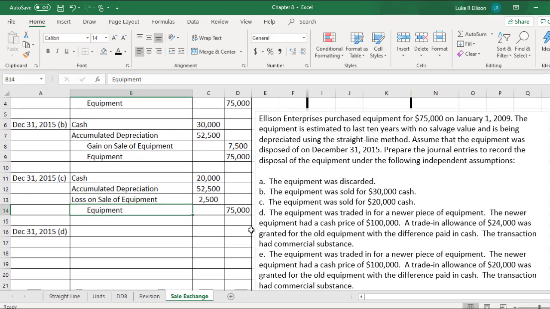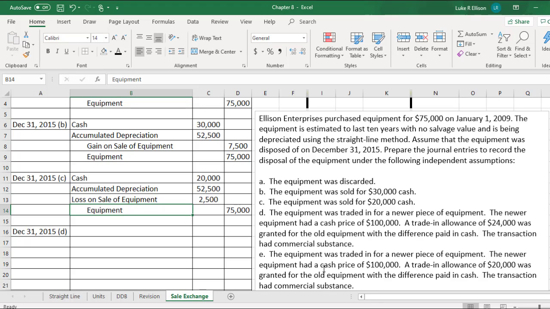So if we move on to part D, we see that the equipment was traded in for a newer piece of equipment, and the newer equipment had a cash price of $100,000. A trade-in allowance of $24,000 was granted on the old equipment, with the difference paid in cash. The transaction had commercial substance.